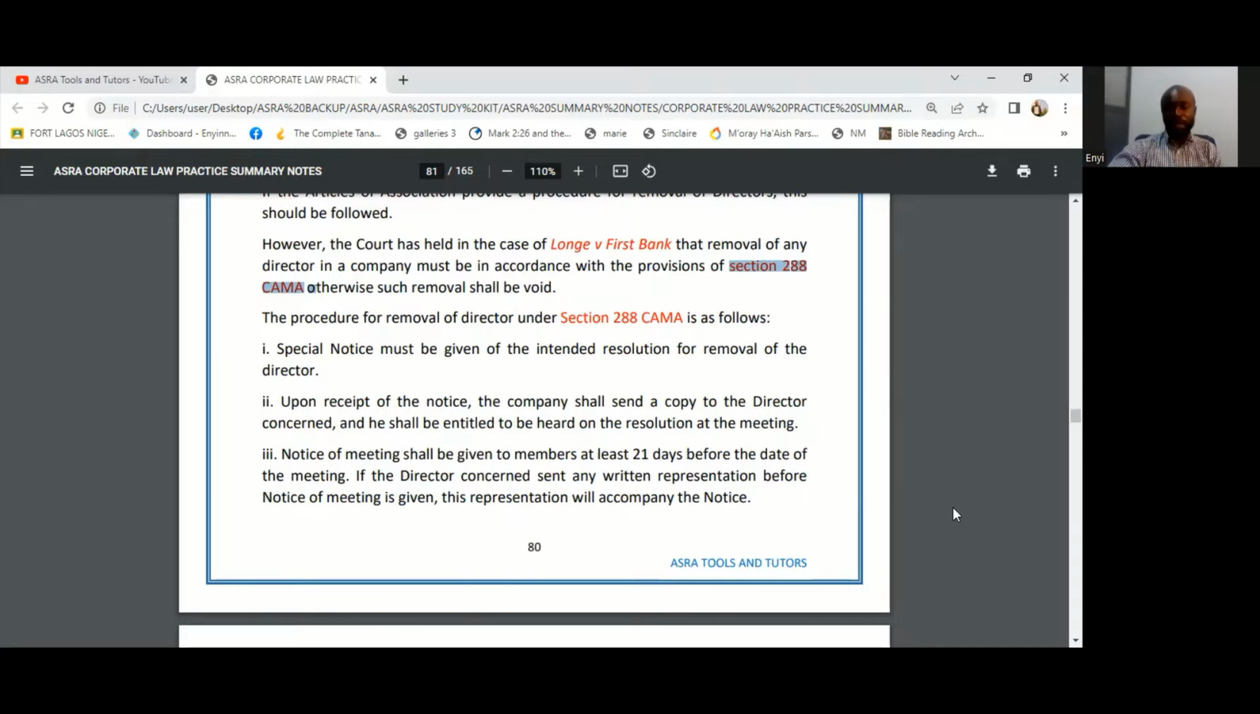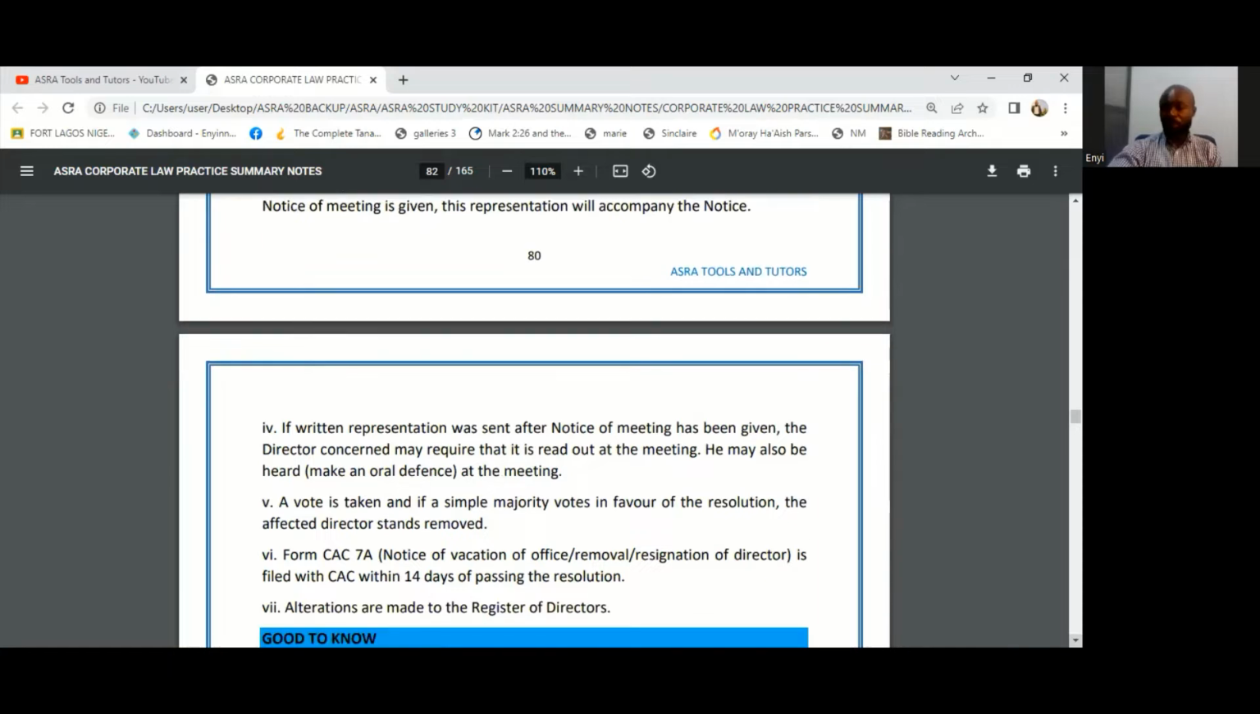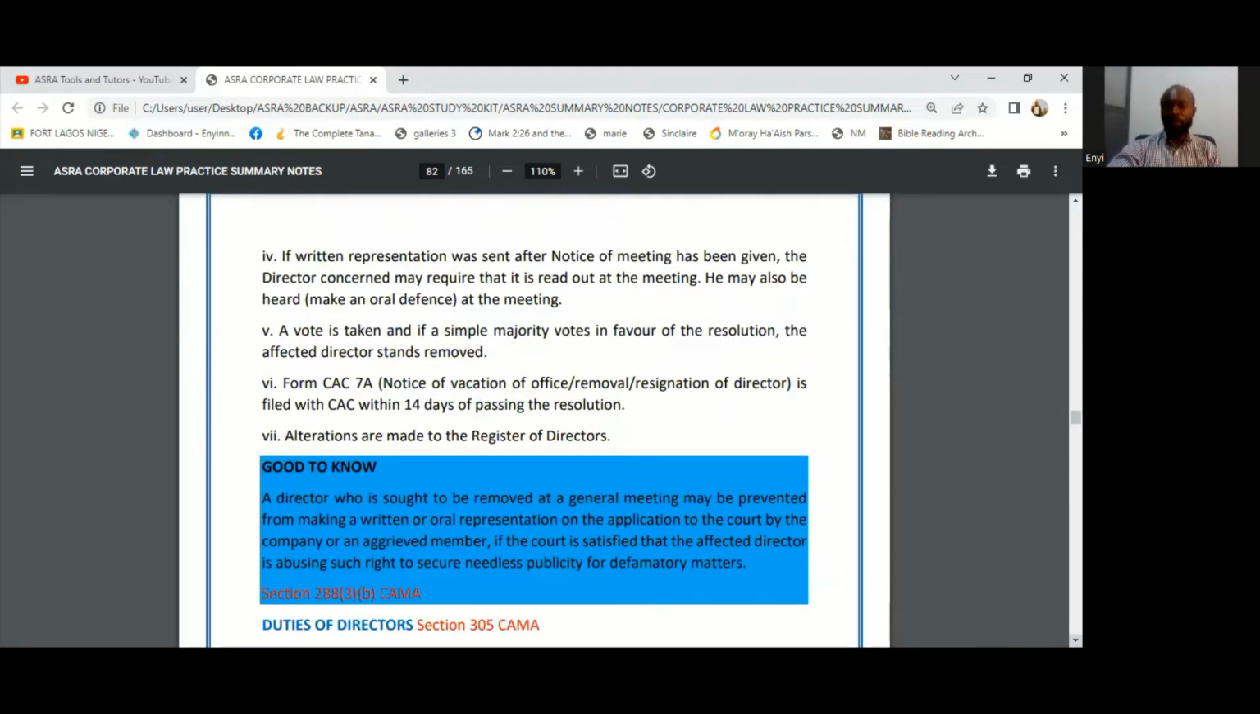Now, if it is received by the company before notice of meeting is sent out to members, then it would be sent with the notice that is given to the members. But if it's not received before the notice of meeting is sent out to members, then that director will have the opportunity at the meeting to make an oral defense for himself, or he may also have his written defense read out to the members. Now, a vote would be taken at the meeting, and of course, if the majority of members at the meeting vote in favor of his removal, then that director would now stand removed as a director in that company.